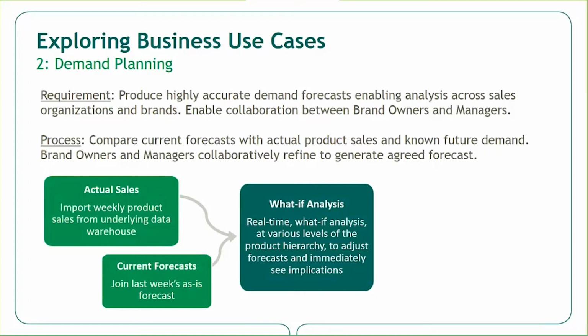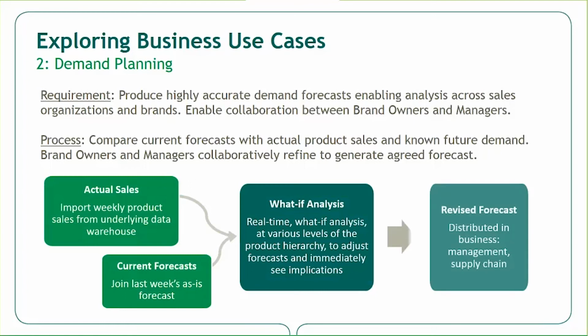It's worth noting that in this particular case, they need to be able to adjust the forecast at different levels of the product hierarchy to come to a forecast that they're happy with. From that weekly meeting, the brand owners and managers produce the next iteration of the forecast that's then shared throughout the wider business. So here we see the need for what-if analysis, collaboration, and working with data at various levels in order to successfully produce a plan. We'll spend a bit more time looking at this use case in the demonstration in just a few minutes.